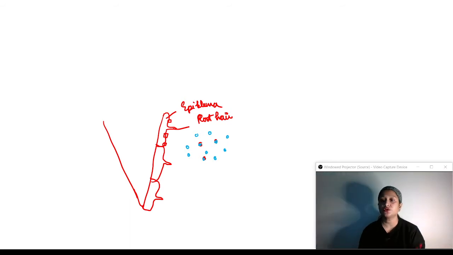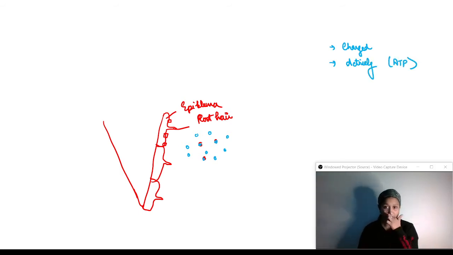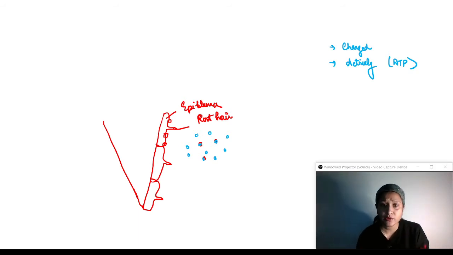First thing to note here is that these minerals are absorbed in the charged form. Okay, this is very important. They are absorbed in the charged form and mostly the minerals are absorbed actively. They need ATP for this. They need energy.